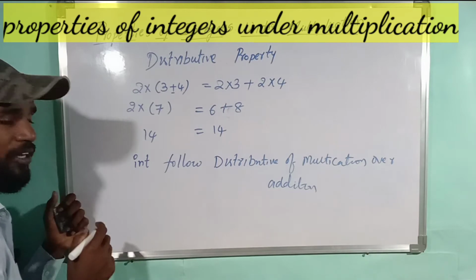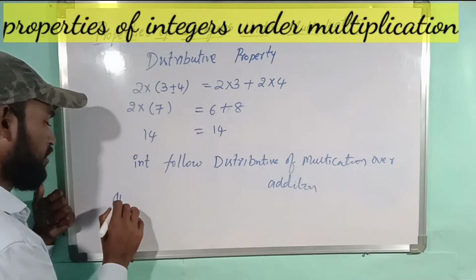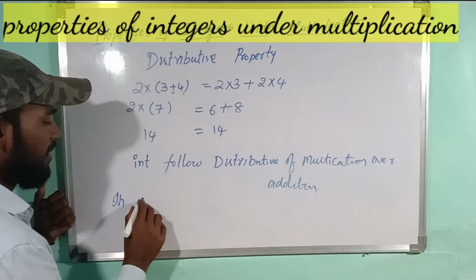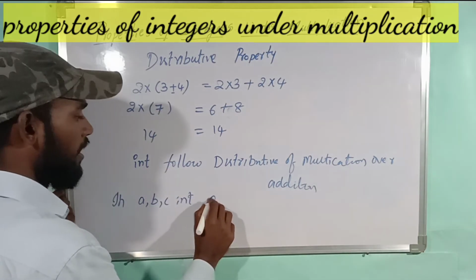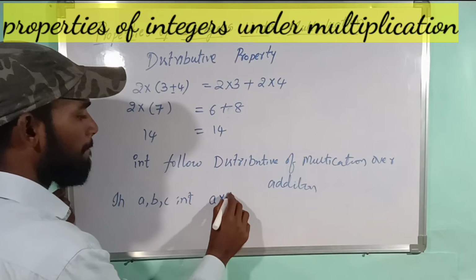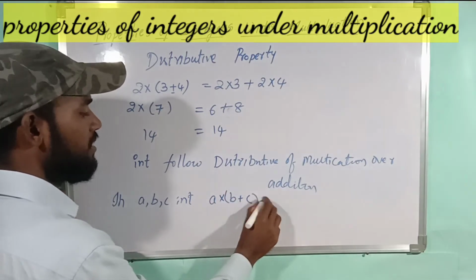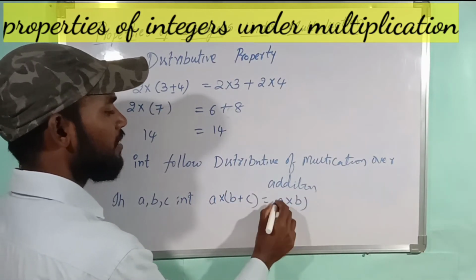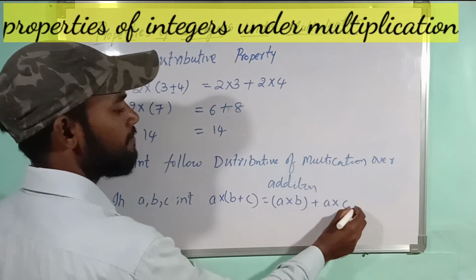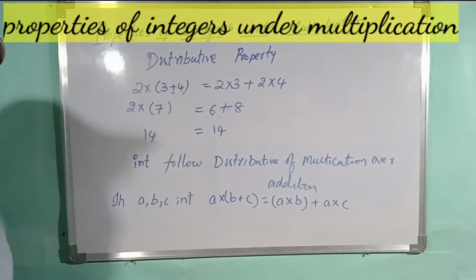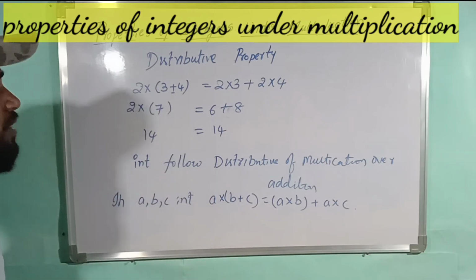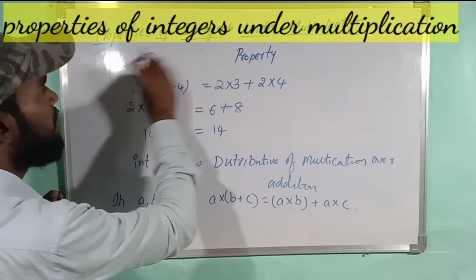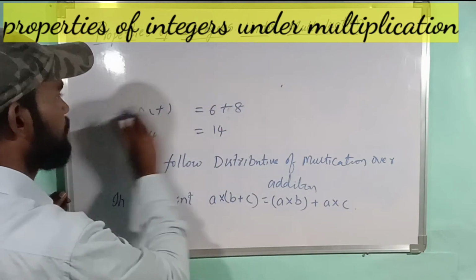Now see here, in general we can write: let a, b, c be integers, then a into (b plus c) is equal to a into b plus a into c. So this is our distributive property. Don't get confused here, it is very simple. Now we are moving to multiplicative identity.